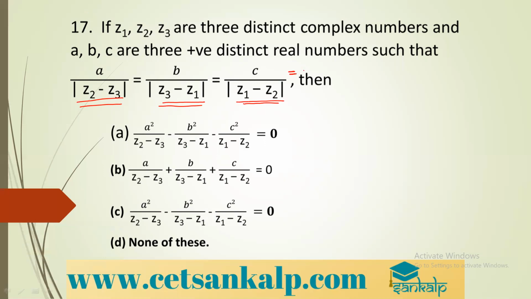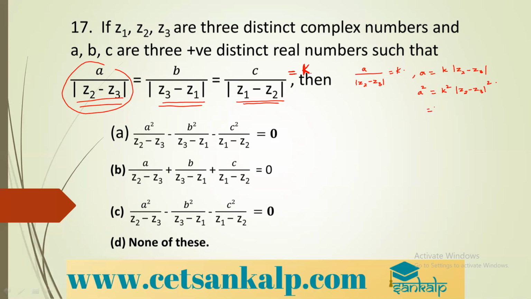We will equate it to a number K. That means all these are equal to some number K. So first of all, I will take the first one: A by modulus of Z2 minus Z3 equal to K. I'll simplify the first one. So A will be K into modulus of Z2 minus Z3. When I square, A square will be K square into modulus of Z2 minus Z3 square.